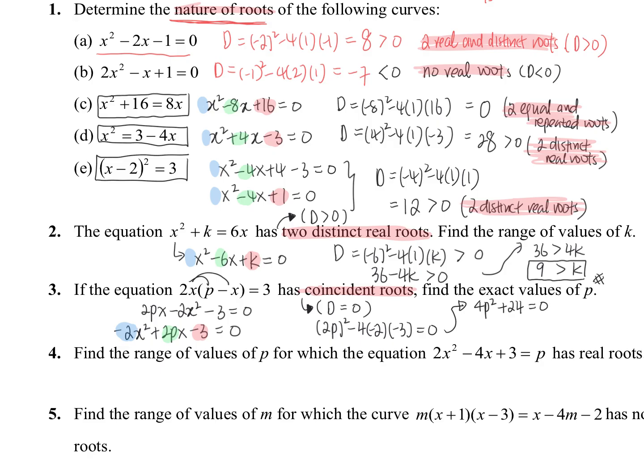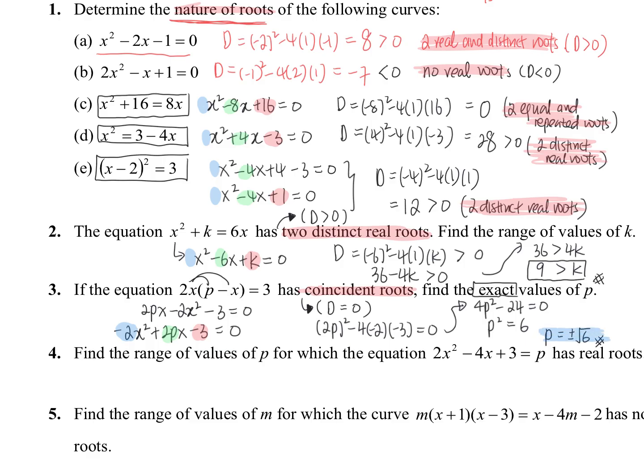Oh no, it's minus, right? 8 and 24. Okay, so P squared is 24 divided by 4, so it's 6. So P is equal to plus minus square root 6. They wanted exact, means they want you to leave your answer in surd form. Okay, leave your answer like that. No need to go and press calculator.